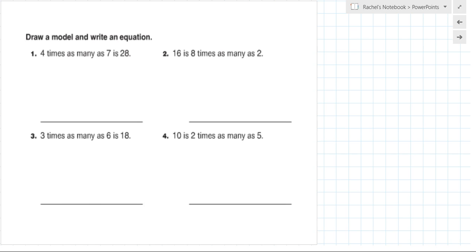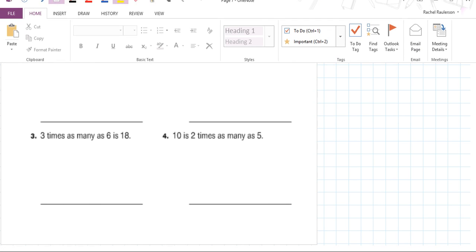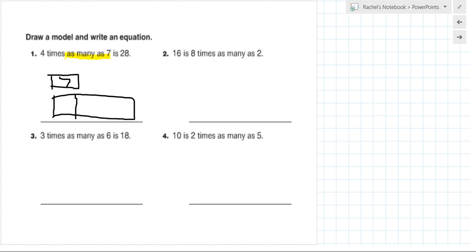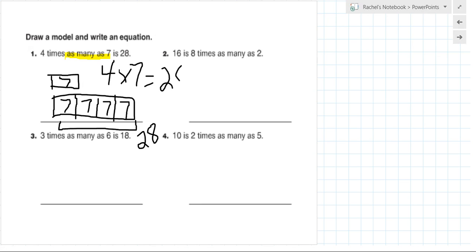So for the first one, 4 times as many as 7 is 28. Using a strategy, as many as 7 tells us that 7 is the amount that we know. We can draw a 7. 4 times that is 4 times 7. This whole amount is 28. So 7, 7. To write this as an equation, 4 times 7 equals 28.